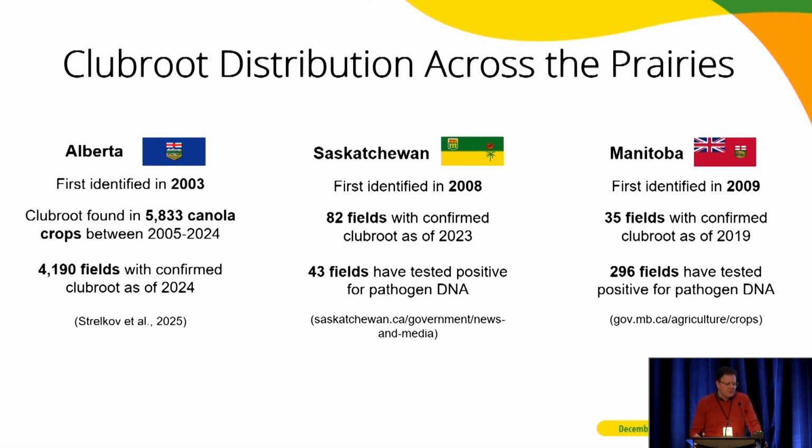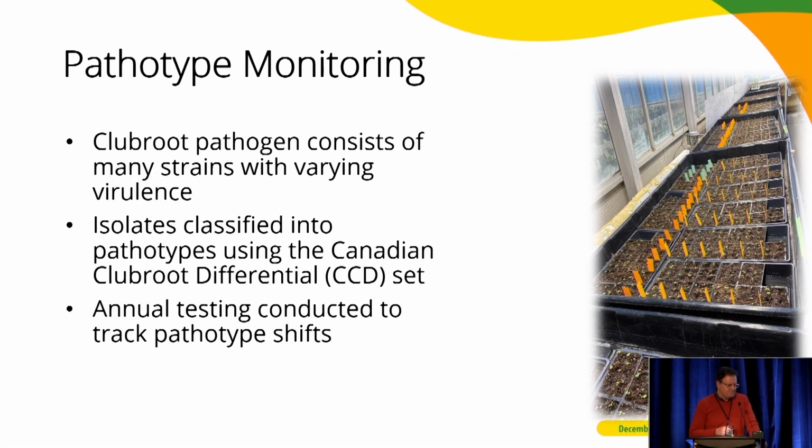The disease was first detected on canola in Manitoba in 2009. As of cumulative cases, the most recent numbers I could find were 35 fields as of 2019, but nearly 300 fields where the pathogen DNA, Plasmodiphora brassicae DNA, has been identified in soil samples. So in Alberta, the outbreak is still an order or two orders of magnitude more severe than Saskatchewan and Manitoba.